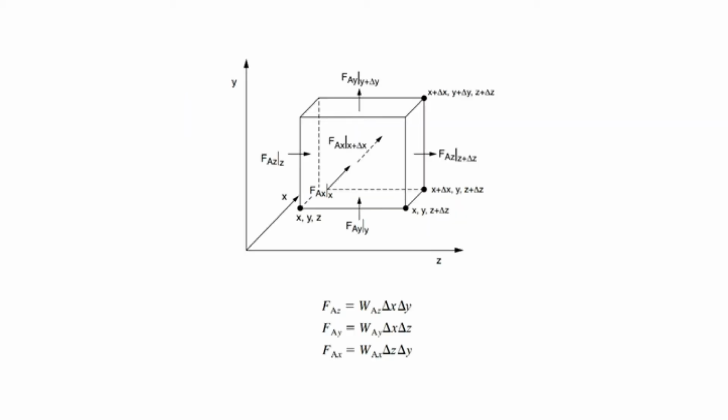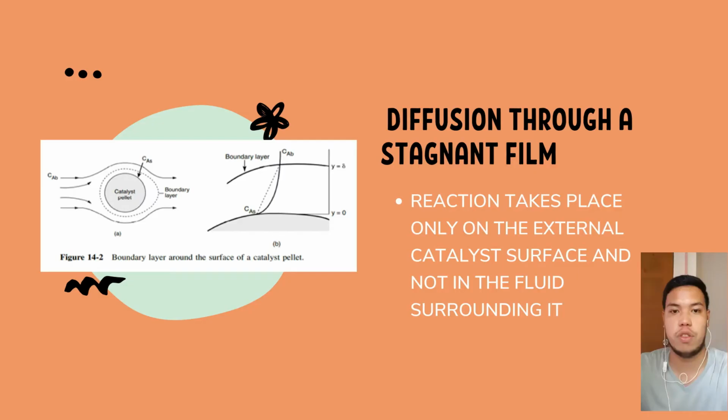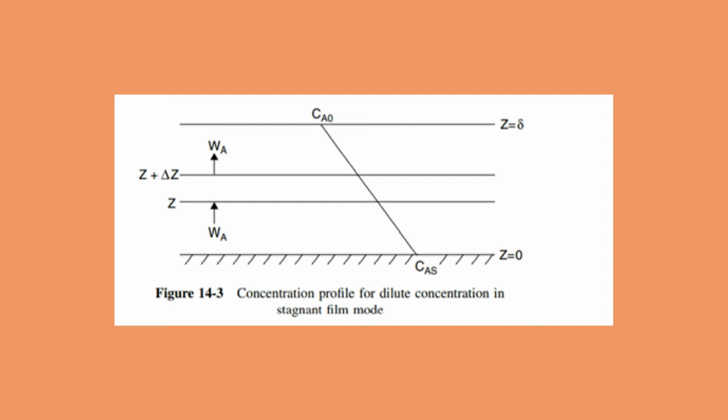This figure shows the fundamentals of diffusion. Diffusion through a stagnant film. Reaction takes place only on the external catalyst surface and not in the fluid surrounding it. So we have here Figure 14-3, which illustrates the concentration profile for dilute concentration in the stagnant film model.